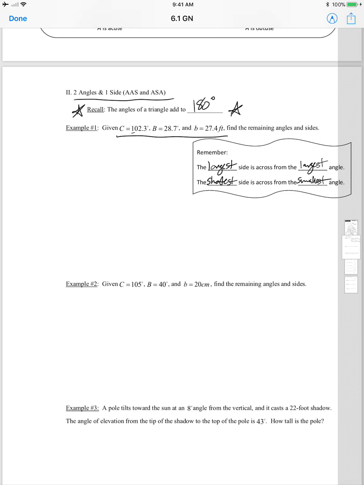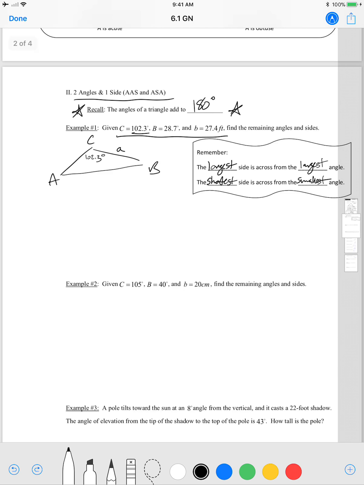So C is 102.3 degrees. I'll call this angle C, 102.3 degrees, then A and B, and the sides across from each angle like that. They told me angle B is 28.7 degrees, and side B is 27.4 feet long. So find the remaining angles and sides. That means I need to find angle A, side length A, and then side length C.